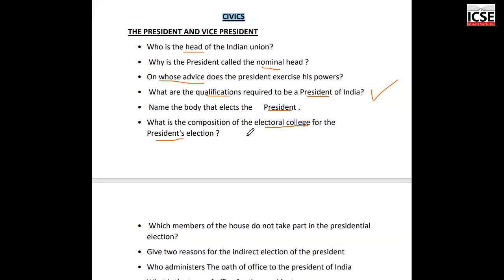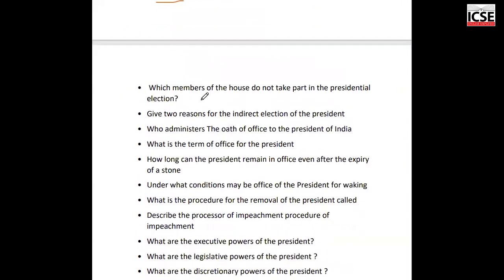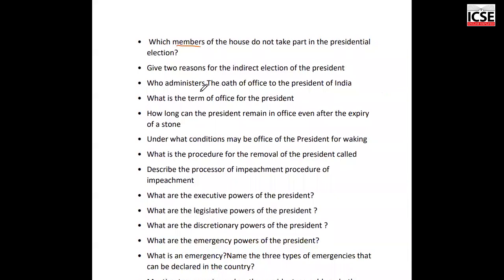So who all are there in the Electoral College that elects the president? Remember to write the keyword elected members. So your answer will be elected members of the Lok Sabha, elected members of the Rajya Sabha, elected members of the State Legislative Assembly, and elected members from the Union Territory of Puducherry and Delhi. But for the Vice President, it's only the elected members of Lok Sabha and elected members of Rajya Sabha. Which members of the House do not take part in presidential election? Very important. Nominated members do not take part in the presidential election.